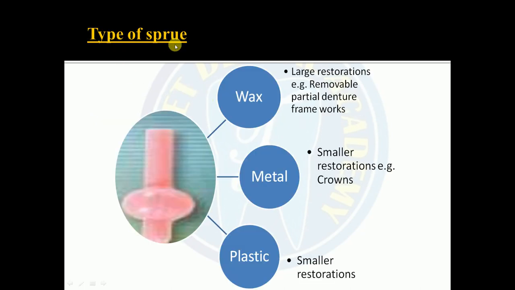So types of sprue, there are three types of sprue you can use, that is the wax sprue, the metal and the plastic. The wax sprue, you can use in the larger restoration, for example your removable partial denture frameworks. Metal can be used in the smaller restorations, that is the crowns, and your plastic sprue you can use in the smaller restorations.